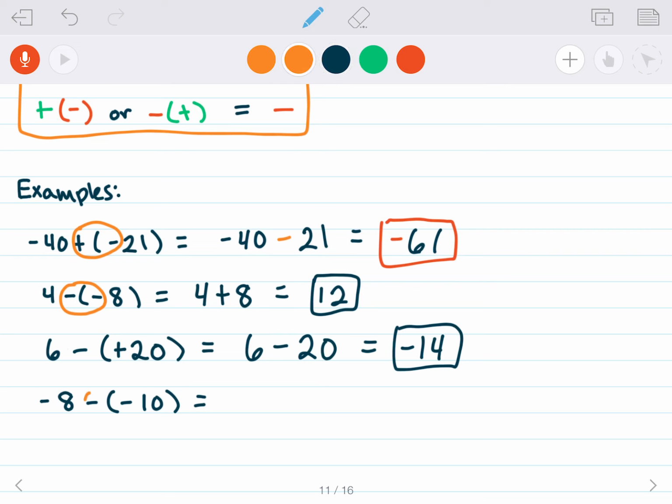Finally, this one, we have double negatives that can become a positive. So negative 8, those double negatives become a positive 10. Now we have opposite signs, so we subtract. 10 minus 8 is 2. Take the sign of the bigger. What's bigger, 8 or 10? 10 is bigger, and 10 has a plus in front of it, so our answer is going to be positive.